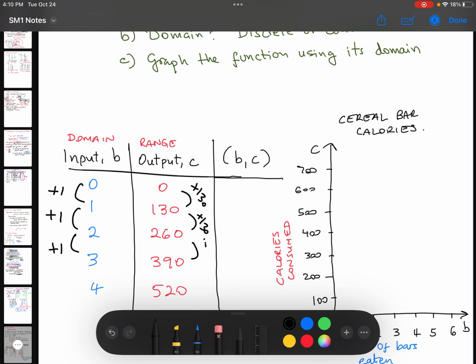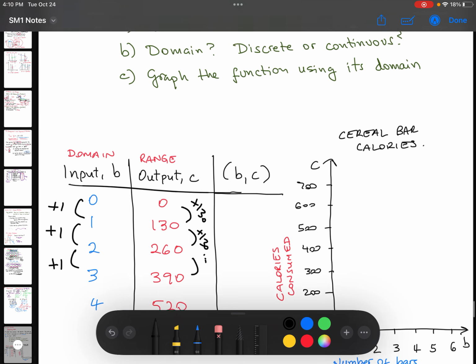Now, let's talk about the domain of the function. Is it discrete or continuous? Well, in terms of the number of cereal bars you can eat, you can eat a complete or a whole cereal bar, but at the same time you can eat half of it or just a portion of it, which means that B, the input, can be any value greater than or equal to 0. So the domain, in this case, I'm going to answer this question.